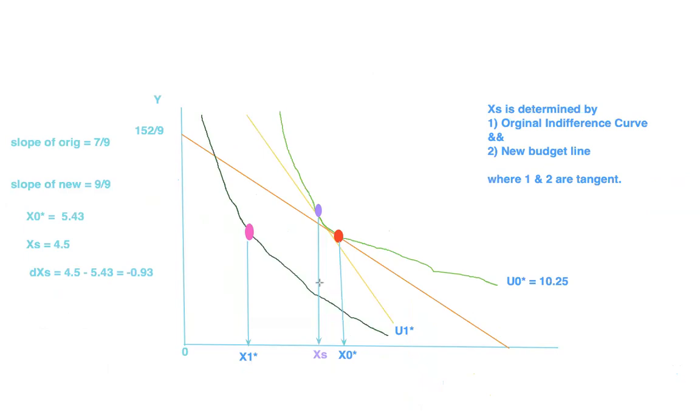Okay. So we're saying as we go from x0 to xs, we lose 0.93. That's our substitution effect. So when we say we lose 0.93, are we losing that much in utility? No, remember it's the quantity of tacos. On the x-axis is the quantity of tacos.